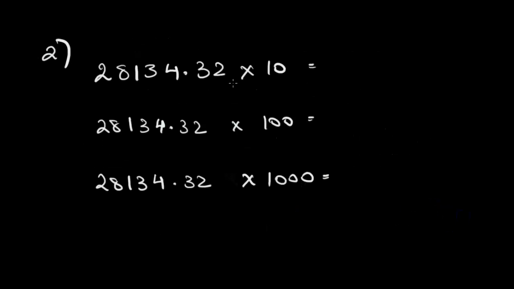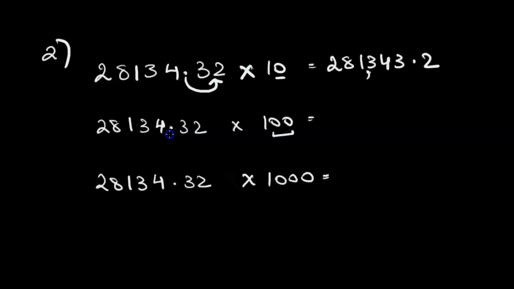Let's do another question for the sake of practice. Now we have 28134.32 multiplied by 10. We have 1 zero. So we are multiplying. Multiplying means we have to move the decimal right by one place. So we move the decimal right by one place, and the decimal comes in between 3 and 2. Therefore, the answer is 28134.3.2. If you want to name it, it would be 281,343 and 2/10.